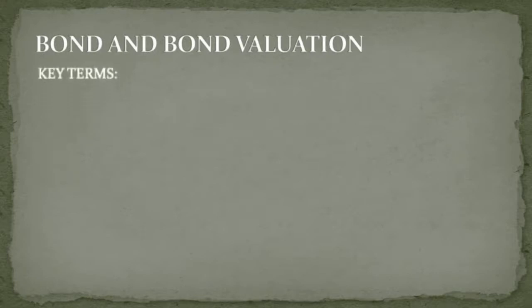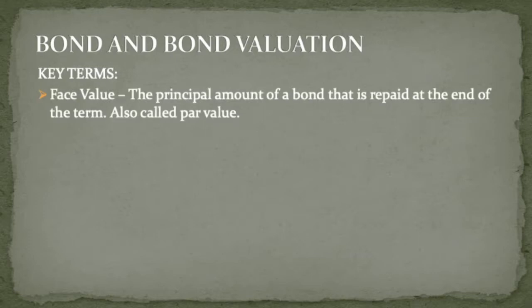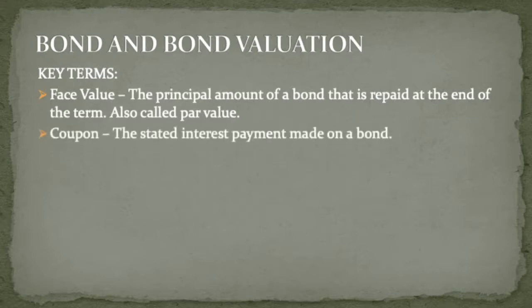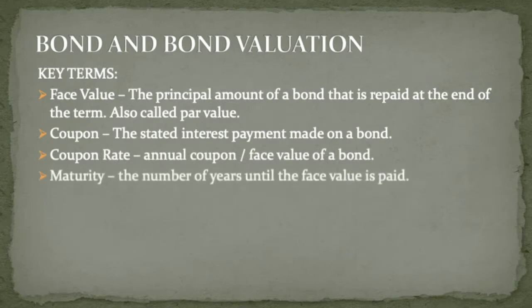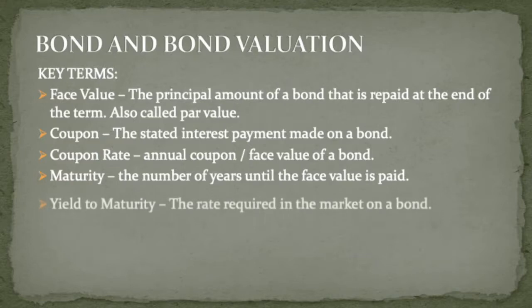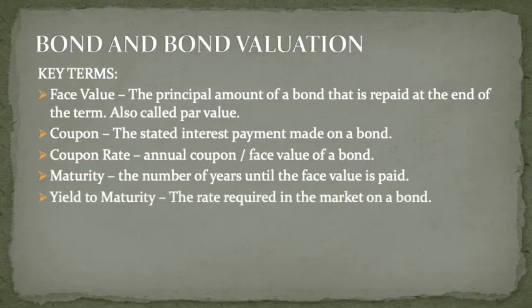Here are some key terms associated with bonds that we will often encounter in the duration of our discussion. First is face value. Face value is the principal amount of a bond that is repaid at the end of the term, also called par value. Next is coupon. Coupon is the stated interest payment made on a bond. Coupon rate is the annual coupon divided by the face value of a bond. Next is maturity, which is the specified date on which the principal amount of the bond is paid. And lastly, yield to maturity or YTM. It is the rate required in the market on a bond.